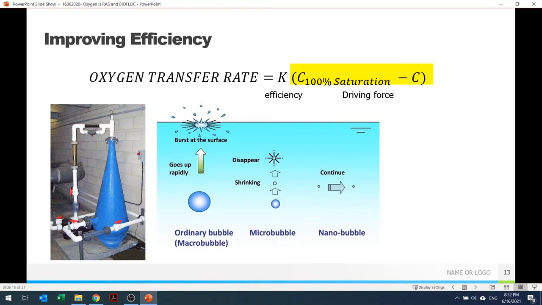From a cost-effective point of view, what we tend to do is use other technologies that are not very conventional to improve the efficiency part of the transfer rate. The first part, which I explained earlier, is to improve the driving force by using pure oxygen. But it's very expensive to do so if your process is not very efficient. So once you have decided to do that, it's time to implement technologies that can improve efficiency. The first and most available technology is what we call the speed cone.